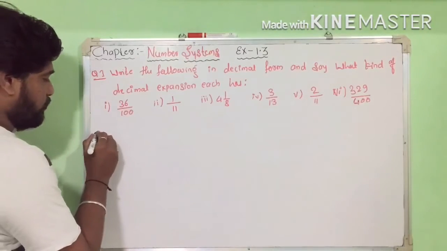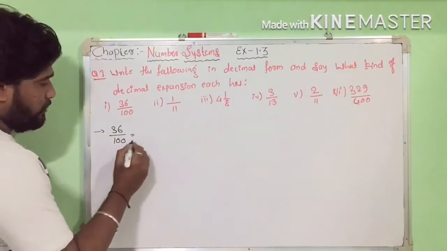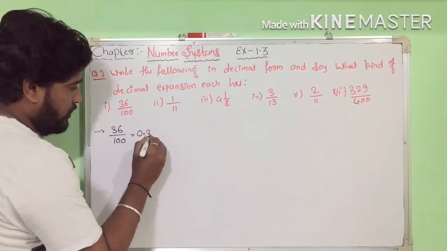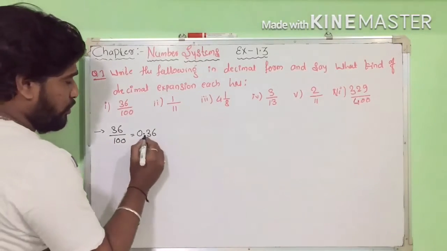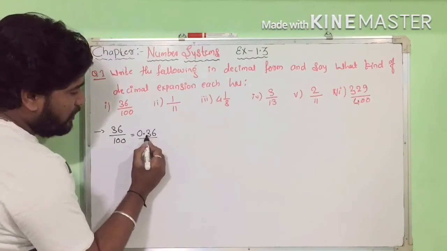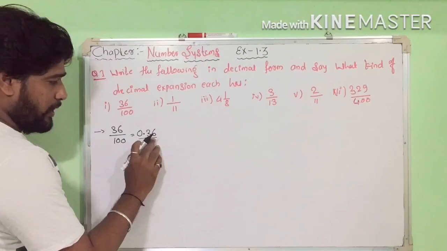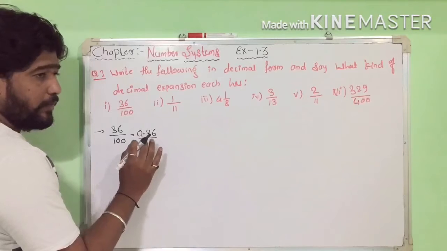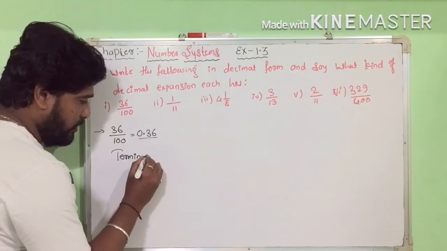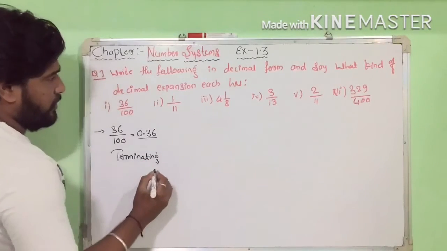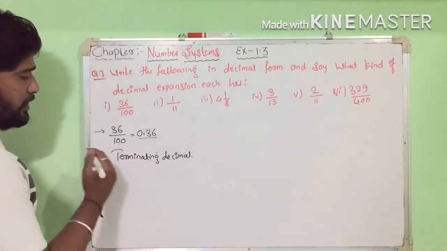Let us start. The first one they have given here is 36 divided by 100. You can write it in decimal form as 0.36, because two zeros means the point comes two places in. See here, after the decimal the digits are countable, two digits only. So it is a terminating decimal, right? It is a terminating decimal.